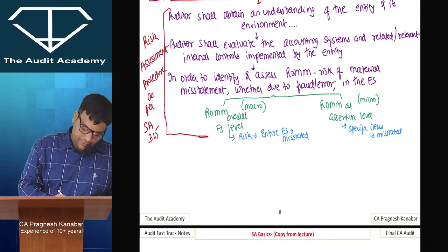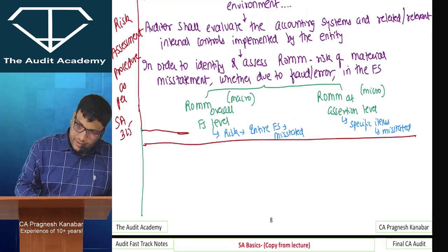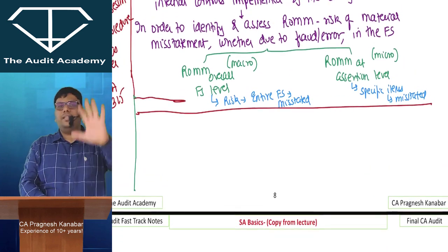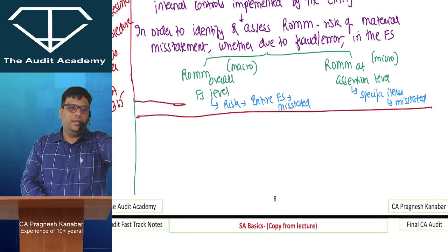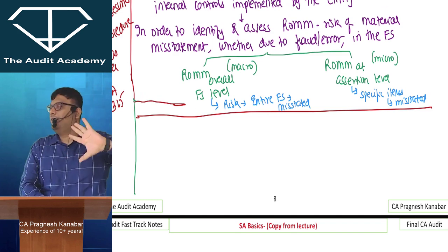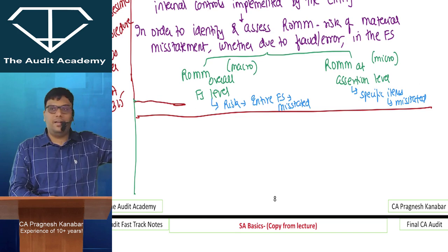Done. So everyone, after performing risk assessment procedure, the auditor gets a fair bit of idea that okay, there is a risk of material misstatement of error over here, fraud over here. So here we are supposed to focus. These are the items where we are not supposed to focus.